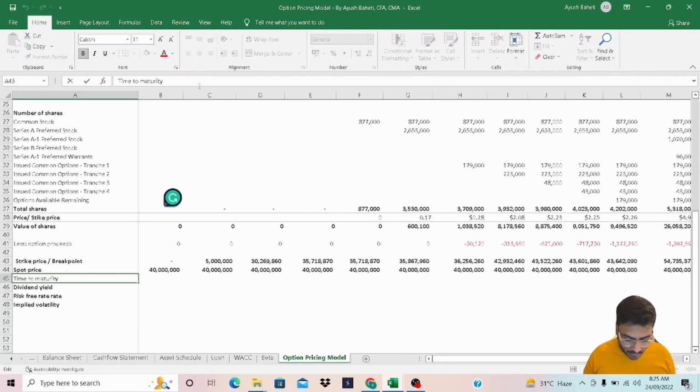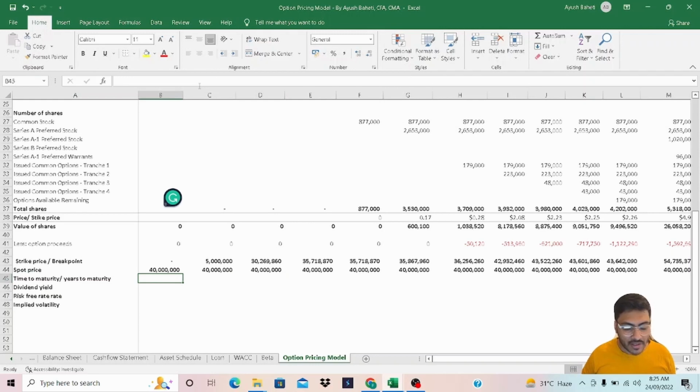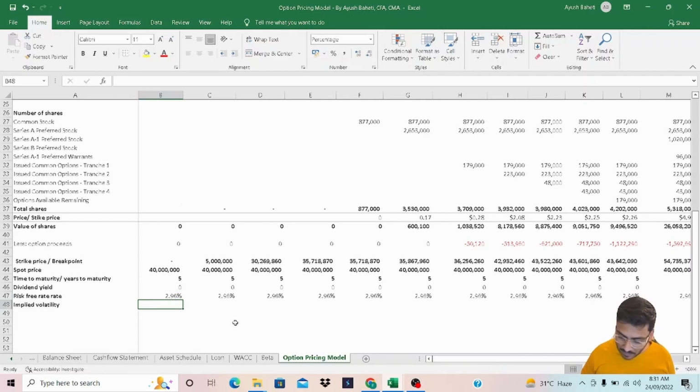Time to maturity, or we can also call this years to maturity. So let's say the company is planning to exit at the end of year 5. So we will take the time to maturity as 5 years. For simplicity, let's assume dividend yield as 0, assuming that the company doesn't pay dividends. Let's consider a risk-free rate of around 2.96%. Implied volatility, I'm considering 28%.